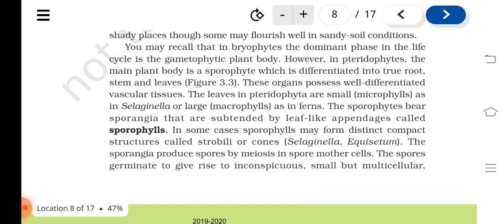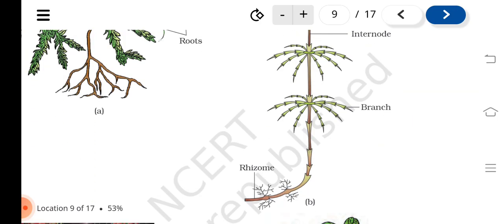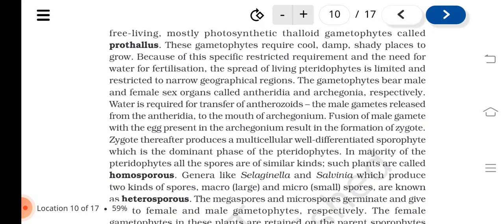The sporangia produce spores by meiosis in spore mother cells. The spores germinate to give rise to inconspicuous, small but multicellular, free-living, mostly photosynthetic thalloid gametophytes called prothallus. These gametophytes require cool, damp, shady places to grow. Because of this specific restricted requirement and the need for water for fertilization, the spread of living pteridophytes is limited and restricted to narrow geographical regions.